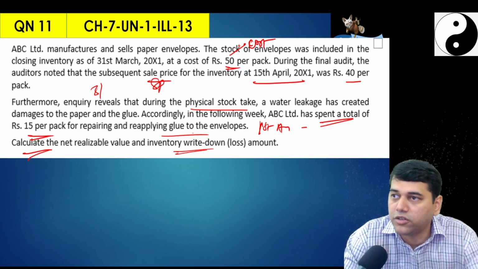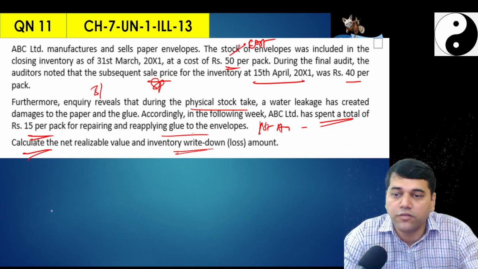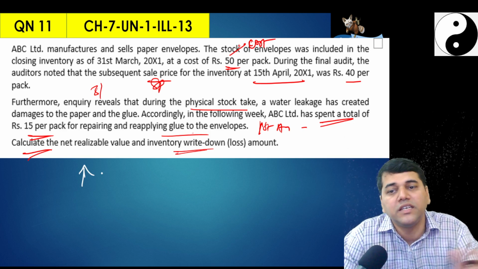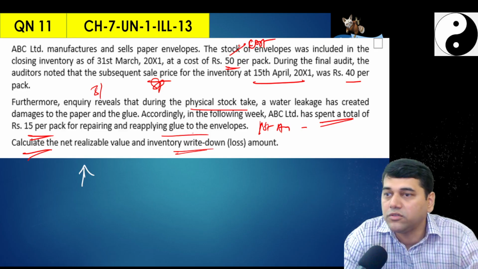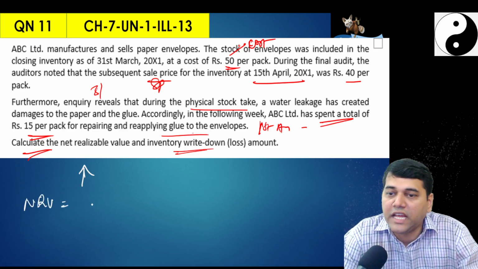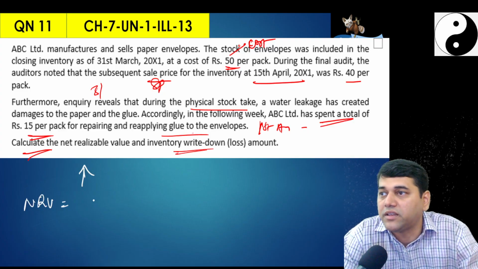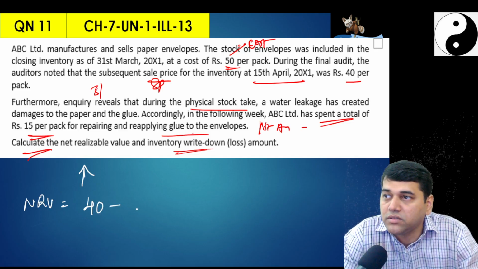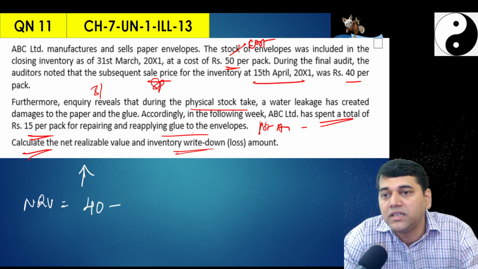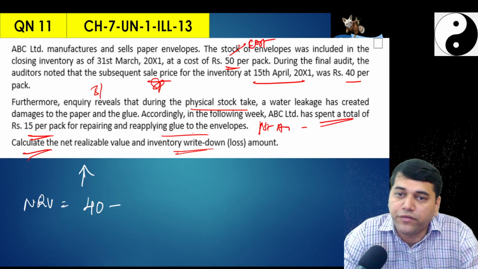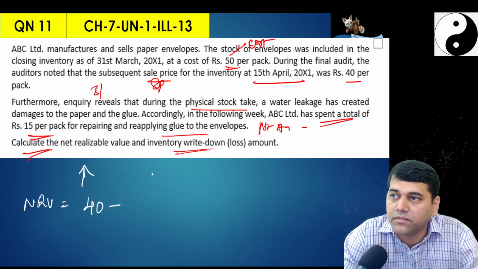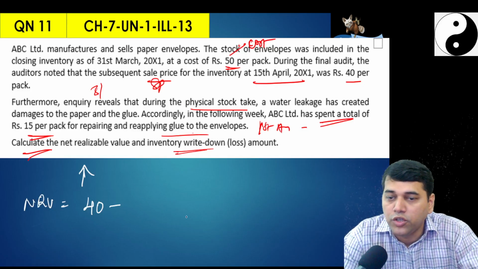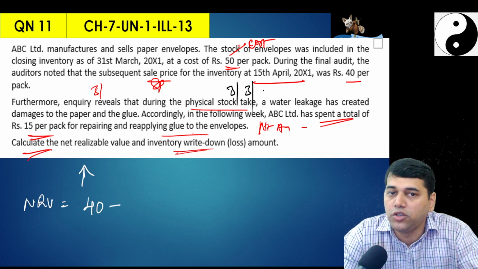Yes, now tell me, have you understood this? Okay, first of all, how do you value the inventory? Did they ask you here? No, they straight away asked you what is your NRV. They didn't ask you what is your inventory value. So what is your NRV? NRV is the estimated selling price. What is your estimated selling price? 40 minus cost of completion. Is there any cost of completion? Yeah, because of this water leakage, you had to spend 15 rupees, no? Without 15, can you sell this at 40? That will be incurred in April, no? Where are you now? You are on 31st March 2011.